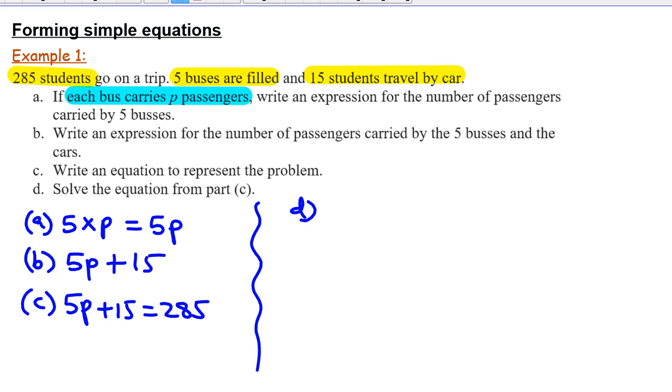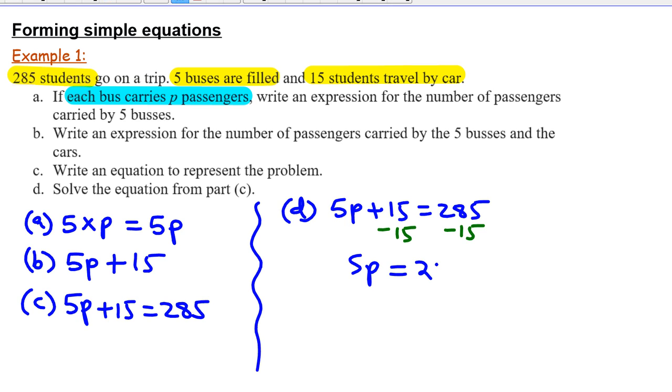And then part D, solve the equation. So basically 5P plus 15 is 285. Subtract 15 from each side. So you'll end up with 5P is equal to 270. Divide by 5, so P will be equal to 54.